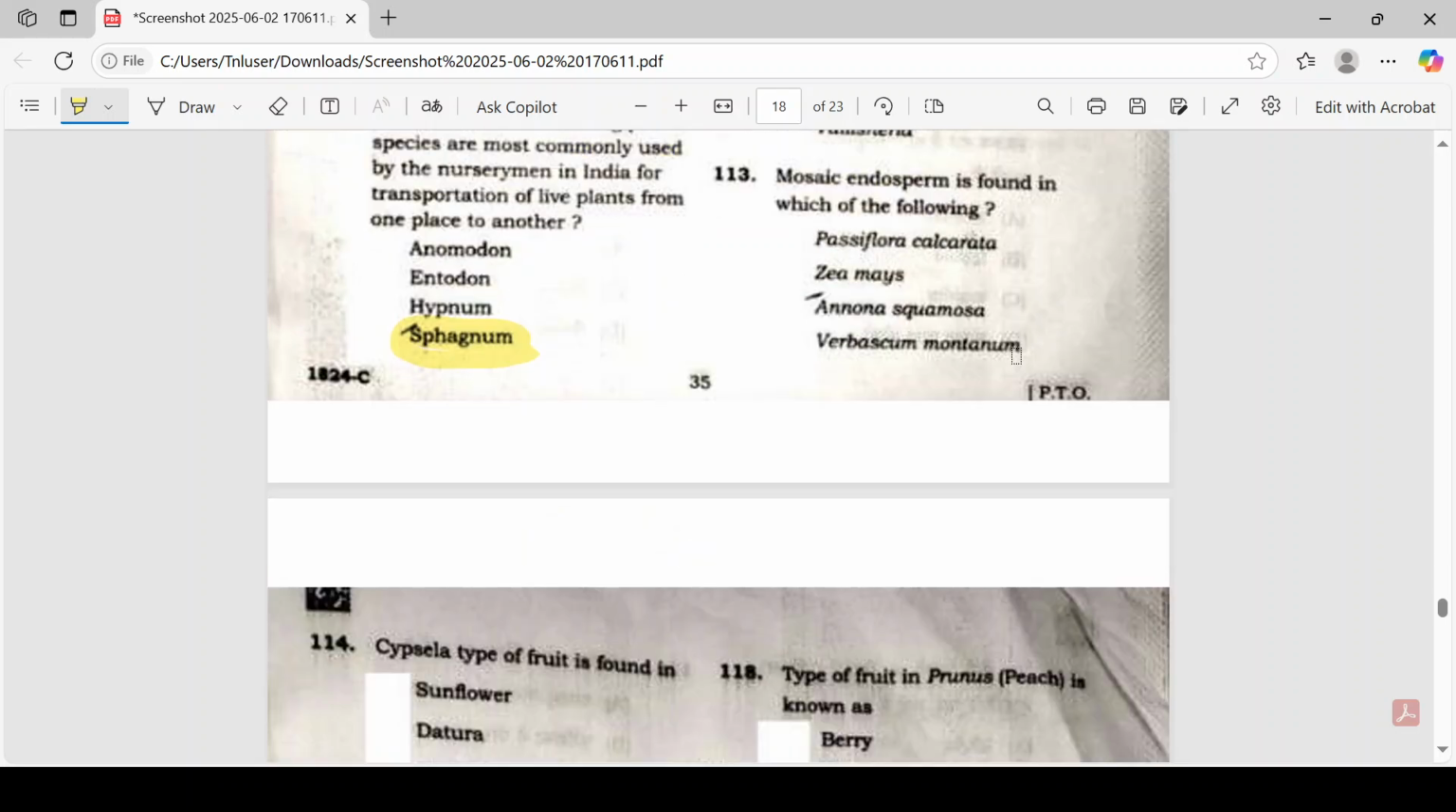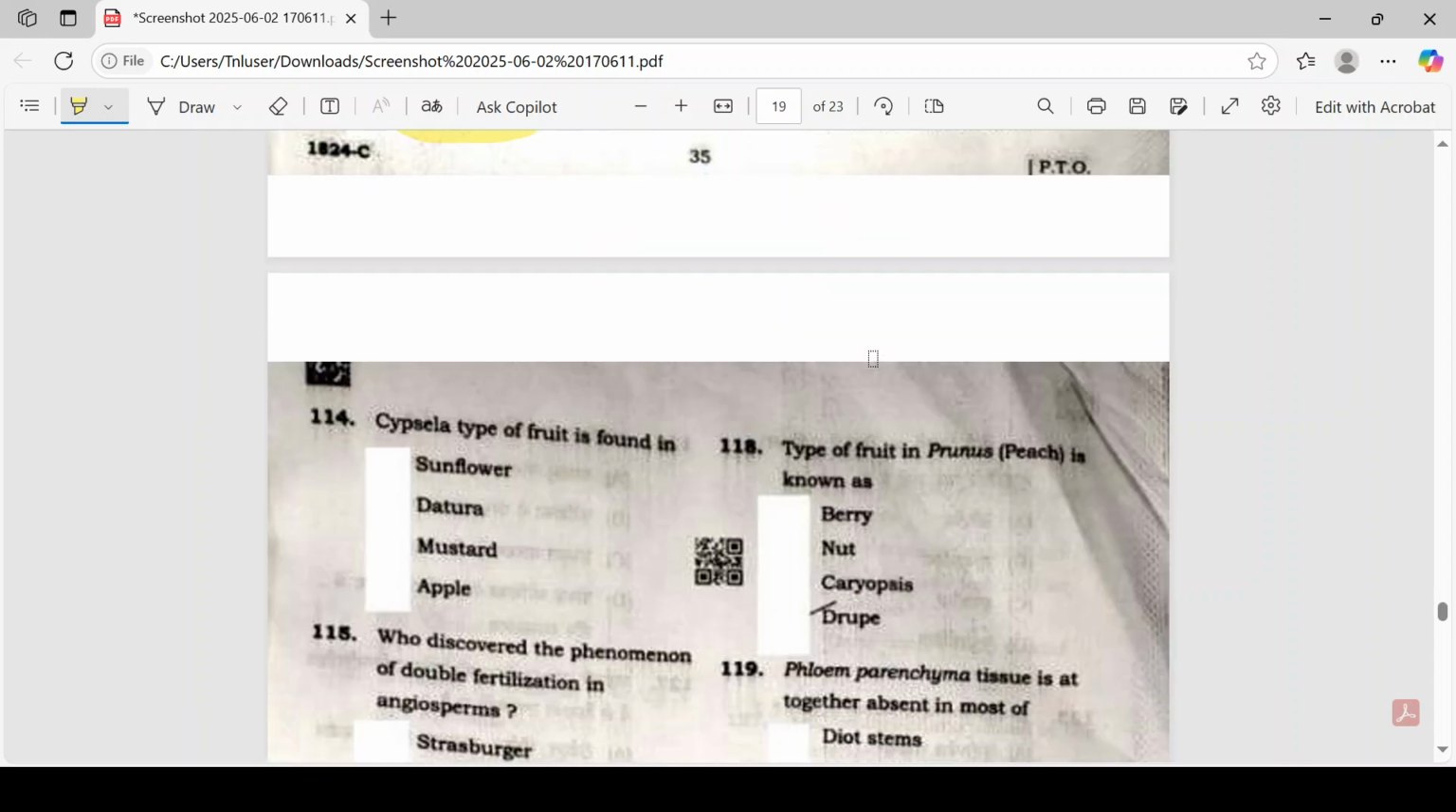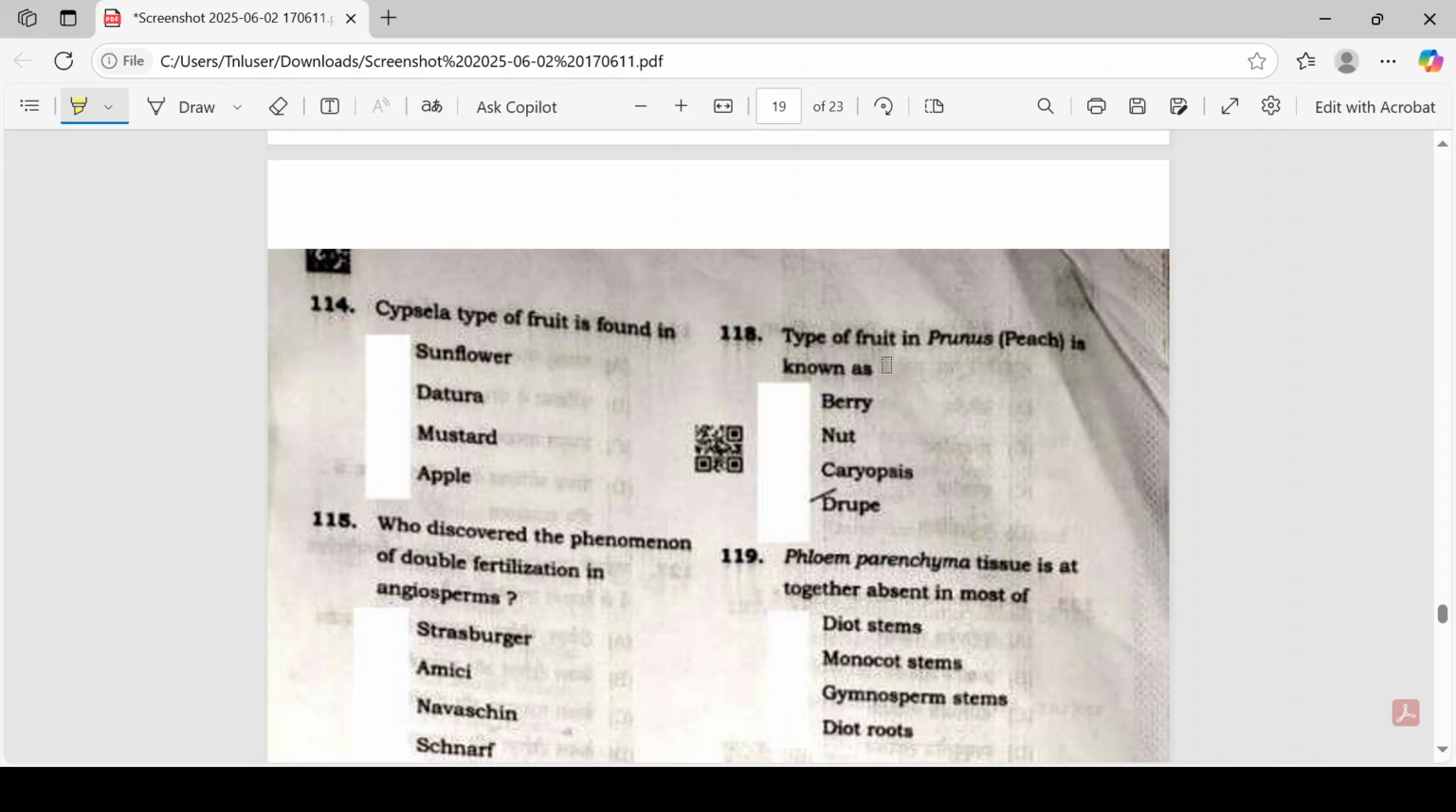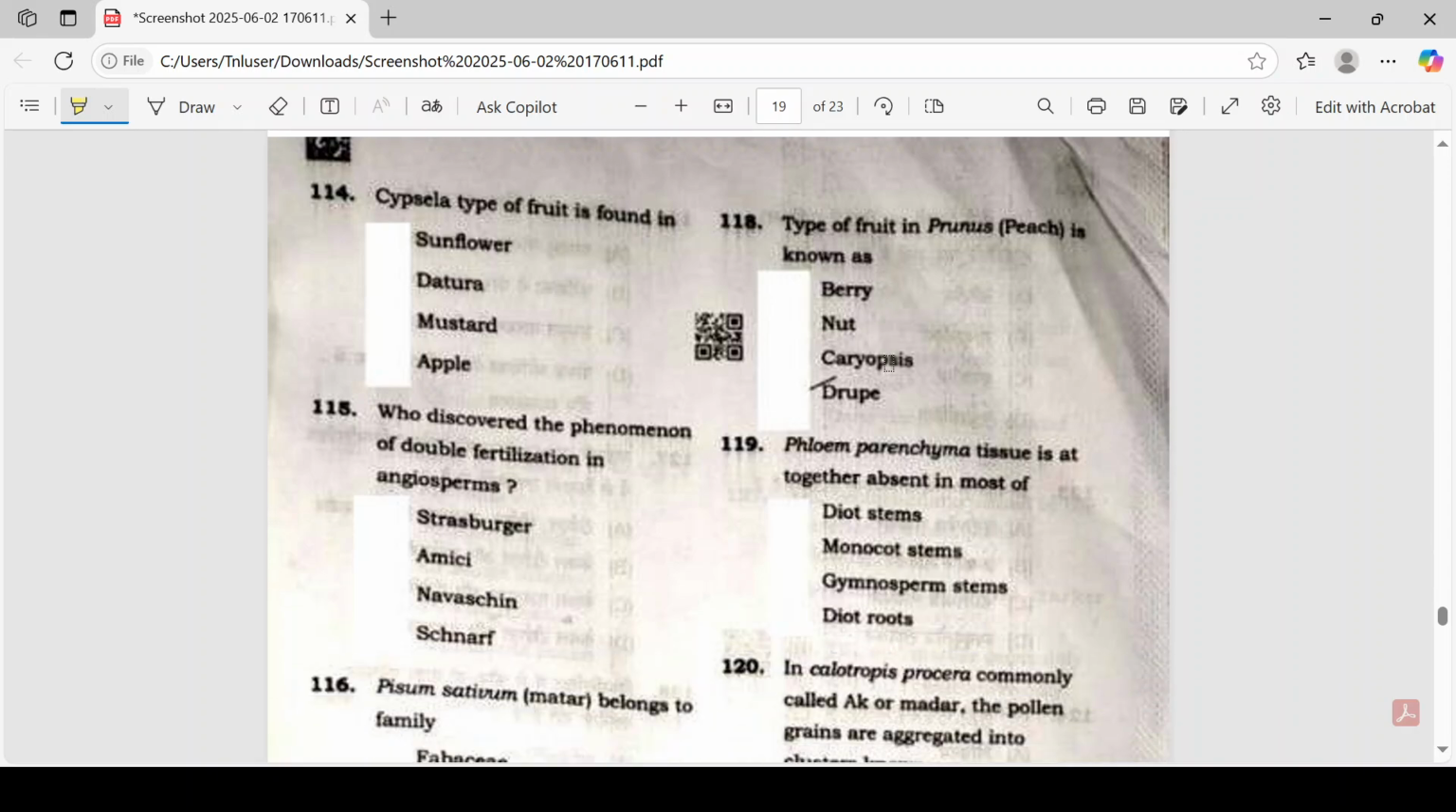Option number A. Question 113. Mosaic endosperm is found in which of the following? So the correct answer to this will be Zea mays. Zea mays will be your correct answer. Okay. Let's move to question number 114. Cypsela type of fruit is found in. So the correct answer for this question will be sunflower. Okay, Cypsela type of fruit is found in sunflower.